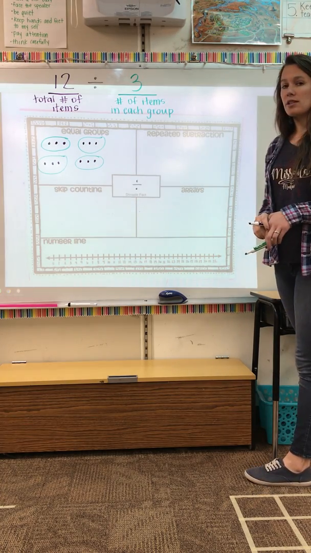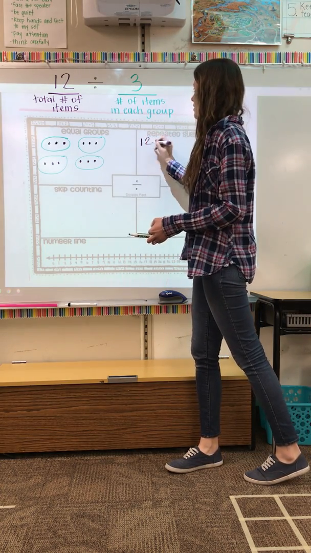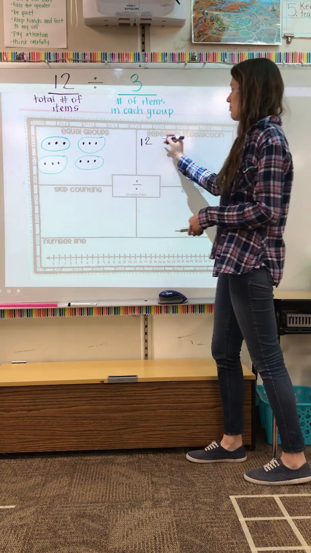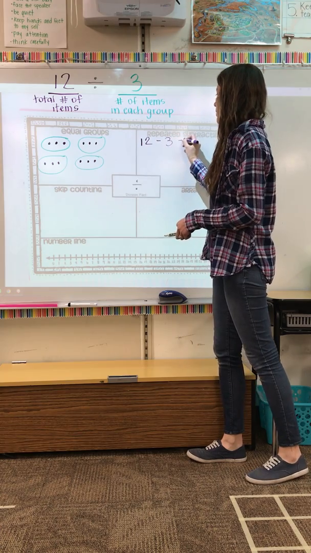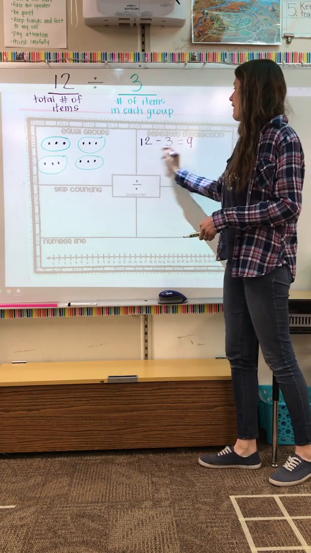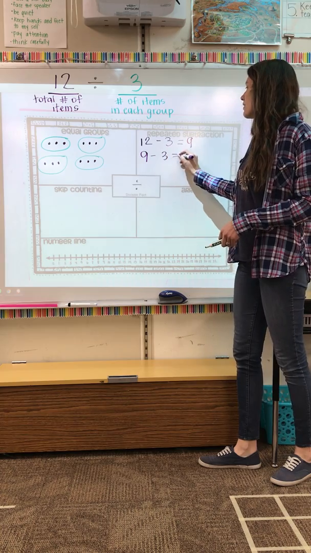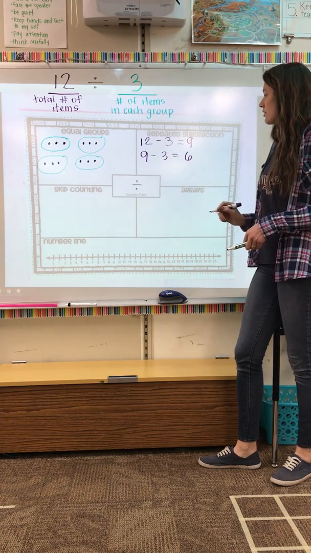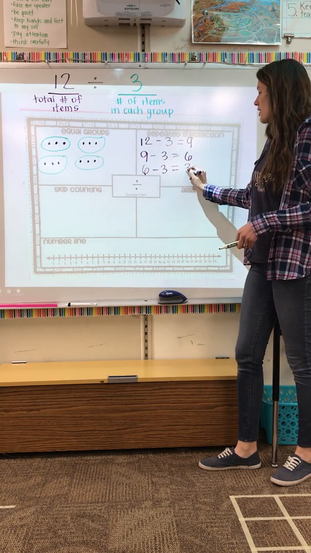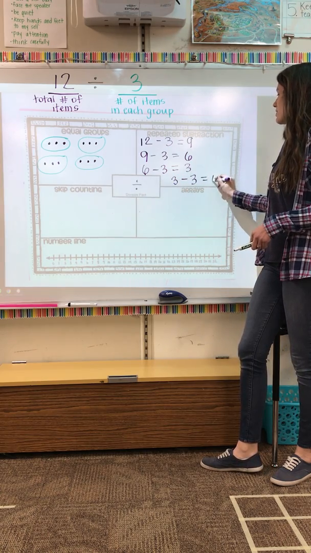And what we're going to do with this is we're actually going to start with 12. And we're going to subtract the number of items in each group. So I'm going to start by subtracting 3. 12 minus 3 is 9. And then I'm going to take this answer 9, and I'm going to do 9 minus 3, which equals 6. And then I'm going to take this answer, 6 minus 3 equals 3. And then again use this answer to do 3 minus 3 equals 0.